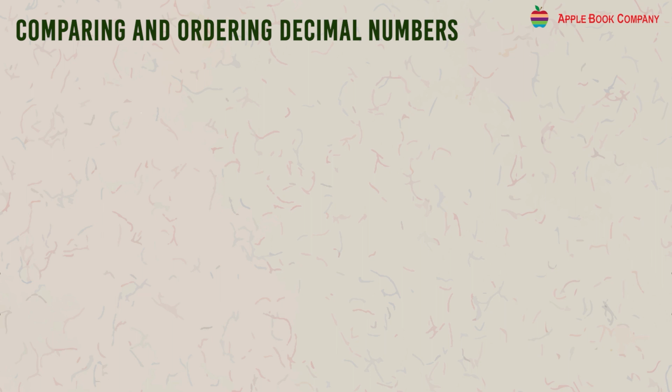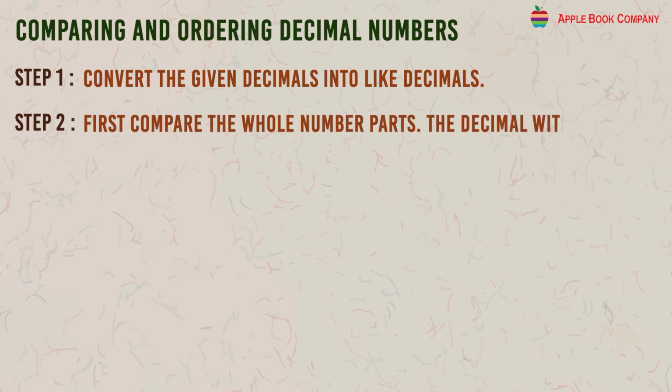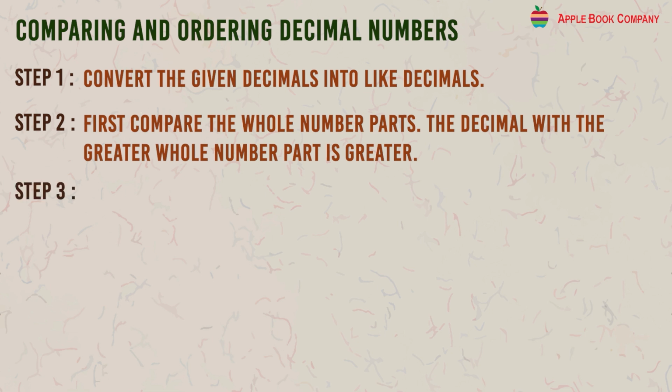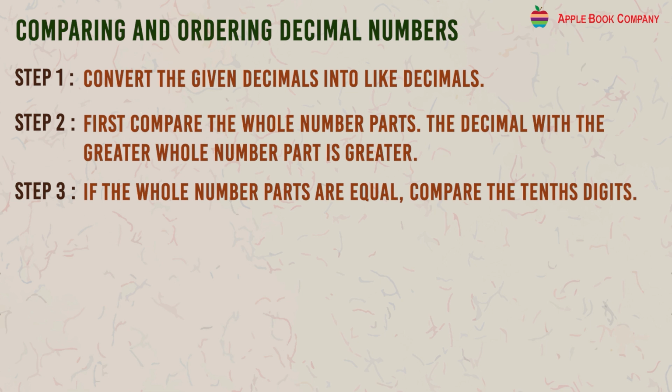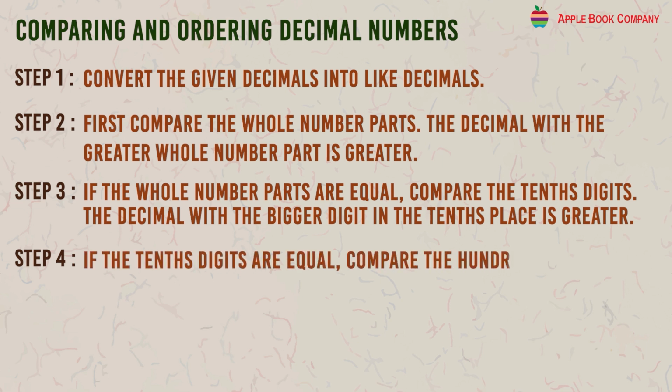Suppose we have to compare two decimals, then we follow the following steps. Step 1. Convert the given decimals into like decimals. Step 2. First, compare the whole number parts. The decimal with the greater whole number part is greater. Step 3. If the whole number parts are equal, compare the tenths digits. The decimal with the bigger digit in the tenths place is greater. Step 4. If the tenths digits are equal, compare the hundredths digits and so on.